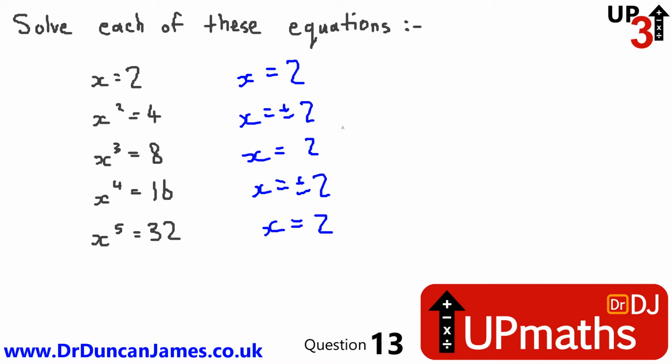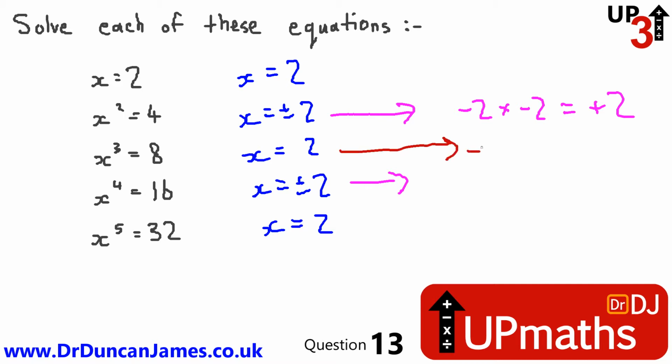Now let's talk about it. How come these two are a plus or minus? Because they're even powers. And if it's an even power, even if it's minus 2, minus 2 times minus 2 makes plus 2. Whereas this one here, if we tried out minus 2, went, oh, I wonder if minus 2 is a solution. Oh, look, it doesn't work, so it makes minus 2. So if it's an even power, there's 2 possible solutions. If it's an odd power, there's just the 1.